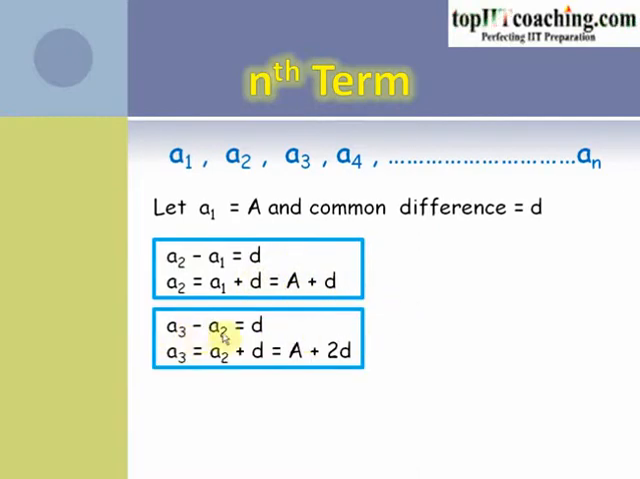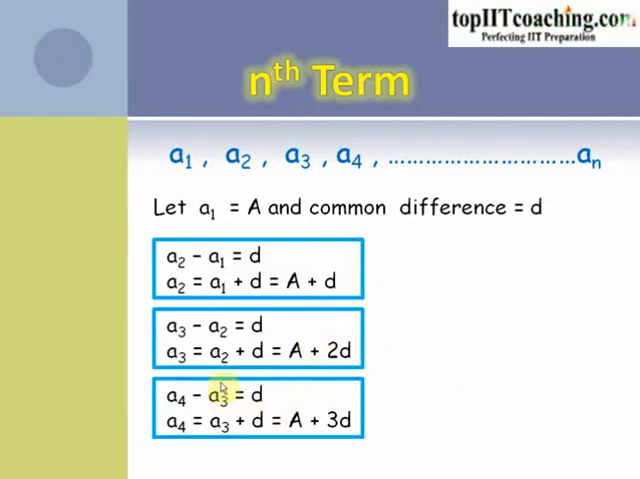Similarly, A3 minus A2 would also be equal to D. So A3 would be equal to A2 plus D. We know the value of A2, which is A plus D, and when we put this value over here, we get A3 equal to A plus 2D. Similarly, A4 minus A3 is equal to D, so A4 equals A3 plus D. We know the value of A3, which is A plus 2D. Therefore A4 would be equal to A plus 3D.